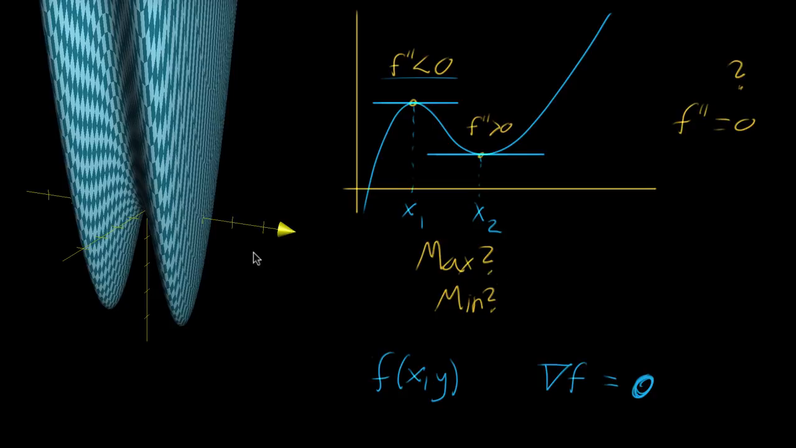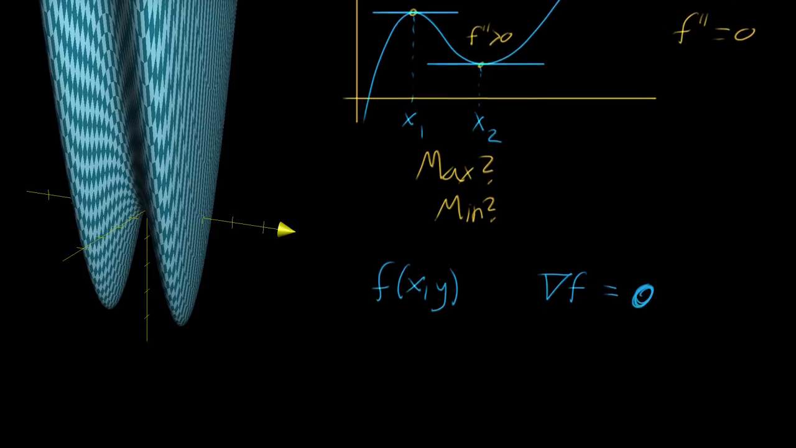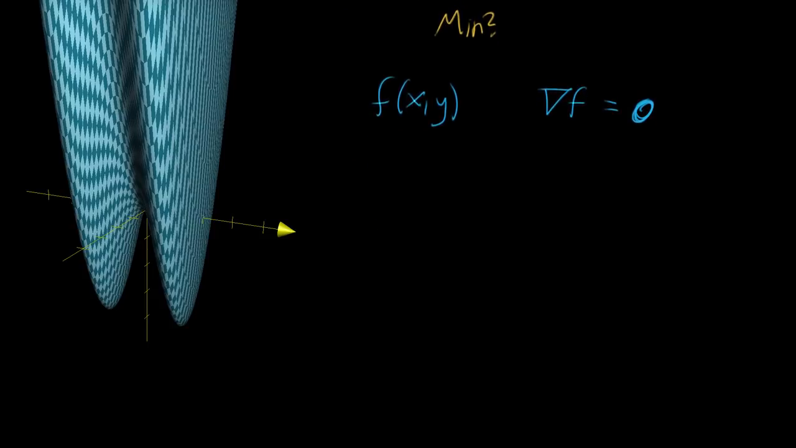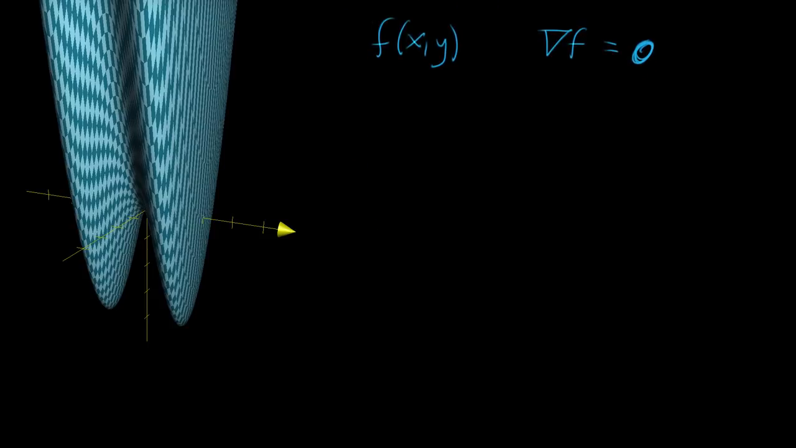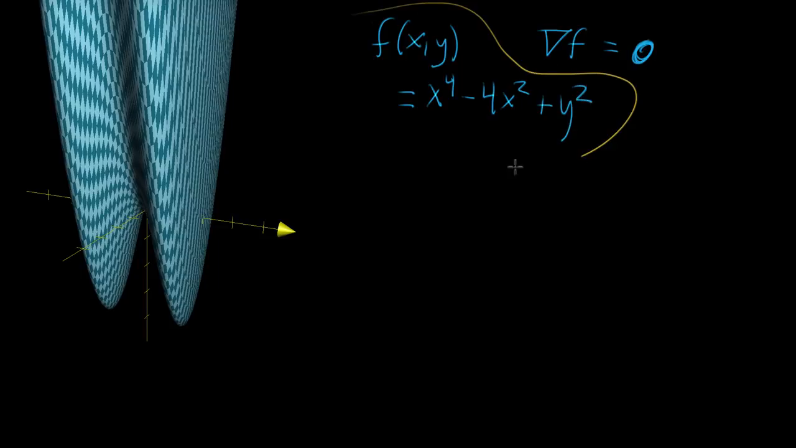But to set the landscape, I want to actually talk through a specific example where we're finding when the gradient equals 0, just to see what that looks like and just to have some concrete formulas to deal with. So the function that you're looking at right now is f of x, y is equal to x to the fourth minus 4x squared plus y squared.